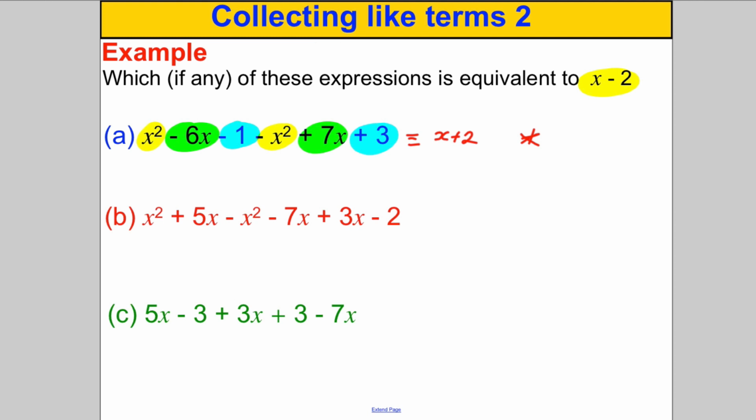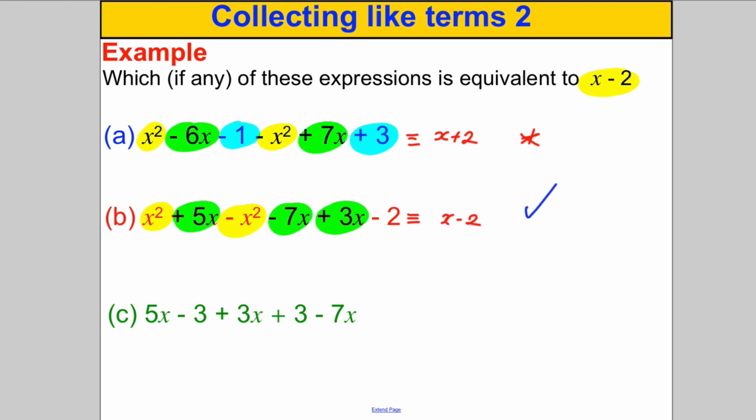Let's do the same with the below. Got x squared, take away an x squared. That gets rid of the x squared, which is great. We've got a 5x, take away a 7x, which is negative 2x's, and then we're going to add 3x, which is going to be positive x, and we've got to take away 2. So this one is x subtract 2, which is great because that one is one of the answers.